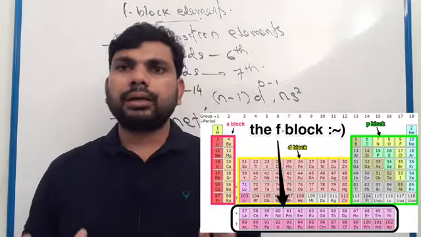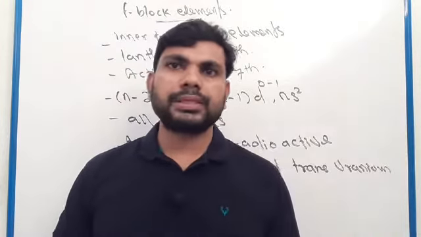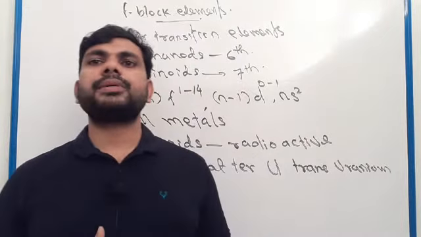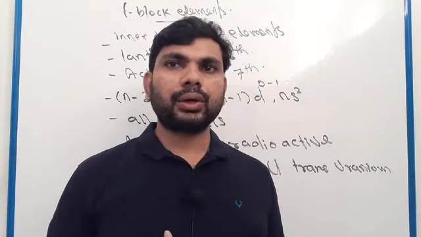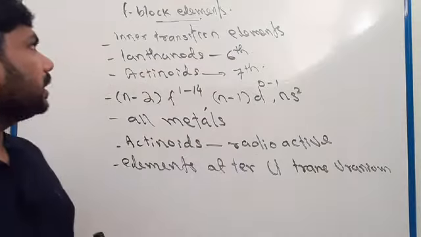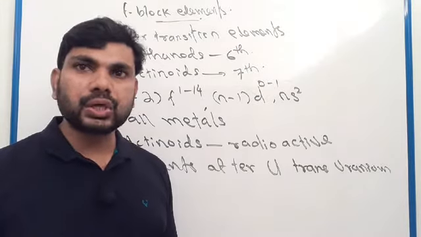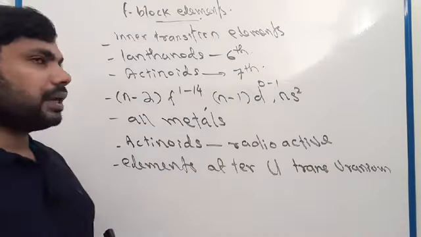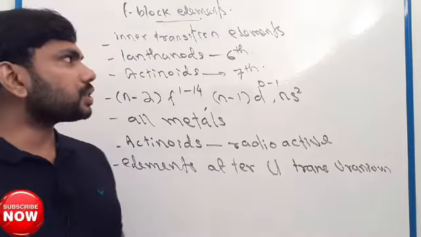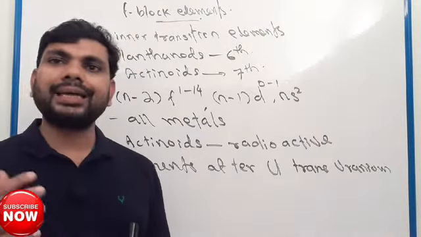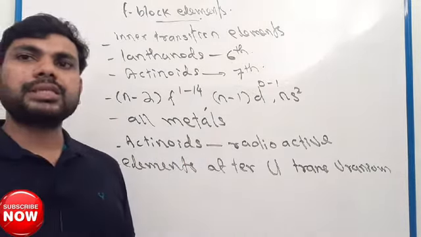Next, the last point in this video, we have to discuss F block elements. The 6th and 7th period elements together are called F block elements. F block elements are also called inner transition elements. D block elements are transition elements, and F block elements are inner transition elements. F block elements consist of lanthanoids and actinoids. The 6th period elements are lanthanoids and the 7th period elements are actinoids.